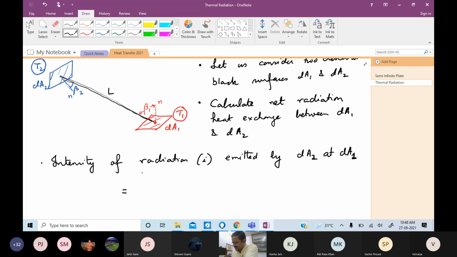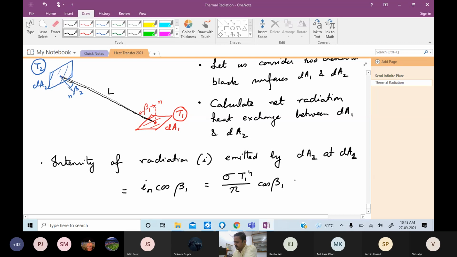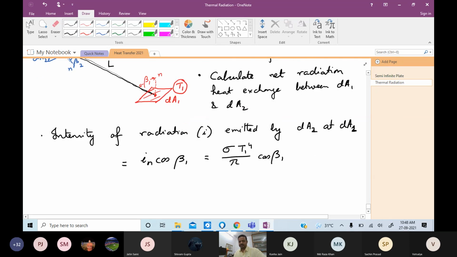First, let us write a very simple thing: I_N cos beta 1, and this would be E. Now that you know I_N was E by pi, I can write sigma T1 to the power 4 by pi cos beta 1. Okay, I leave this here for now.